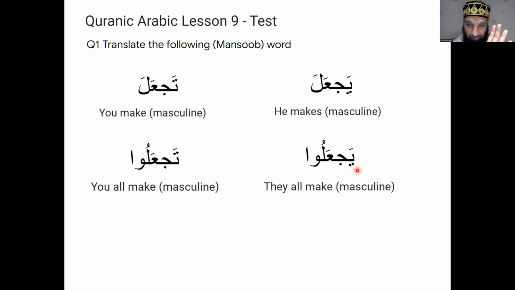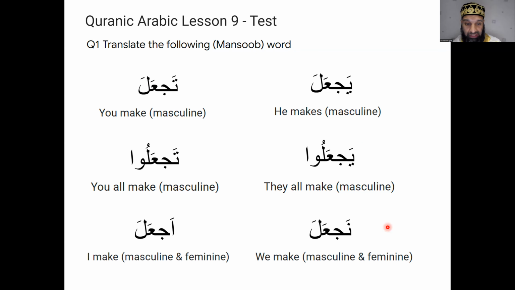And these are the four main ones you need to remember. Taj'ala and taj'alu is second person, you do it. Yaj'ala and yaj'alu, he does it. Second person is ta, third person is ya. They are the most important ones to know, so I'll put them at the start. And these as well: aj'ala, I make. Naj'ala, we make. Those six, that's it. Everything else is if you can do it, because they don't appear that much.